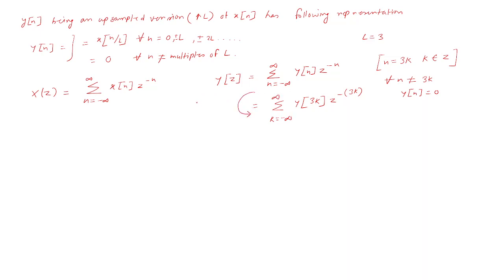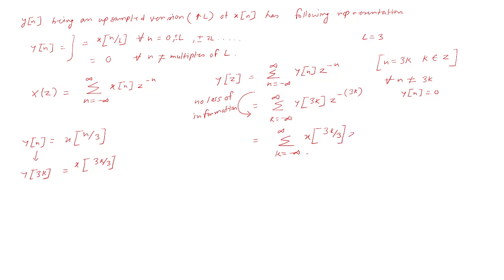This step to this step, no loss of information, because for all values of n which are not multiples of 3, yn is going to be 0. Now we can write y of 3k in terms of x as x of 3k over 3, because we see in this equation, yn is x of n by 3. Therefore if we replace n with 3k here, y of 3k is nothing but x of 3k over 3, times z to the power minus 3k.